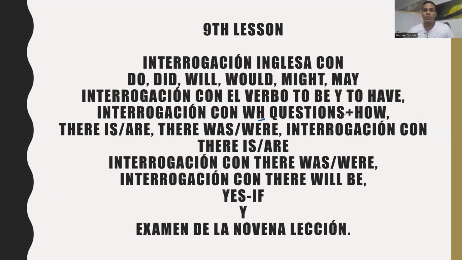How do we use WH questions plus how, which is another way to ask questions. There is, there are, there was, there were. We're going to see how to ask questions with there is and there are, the same with there was and there were, and finally, how would be the same question with there will be. Finally, we'll have the test of the ninth lesson. Got it? So let's check it.